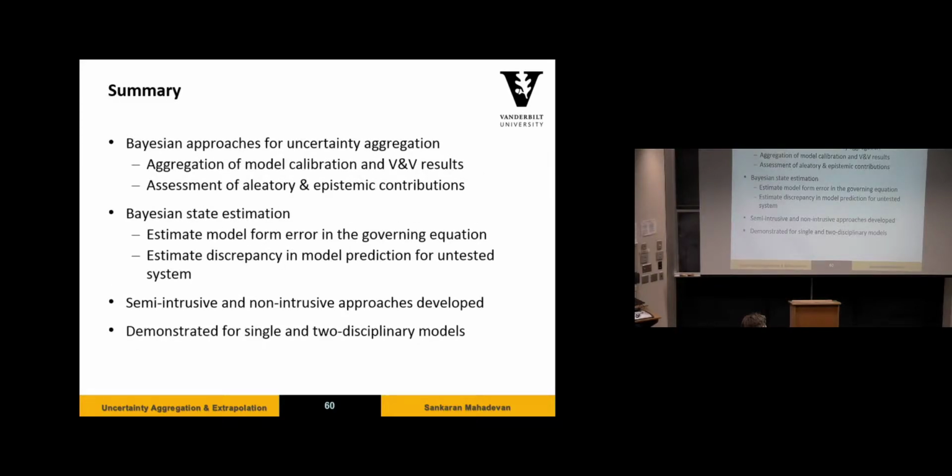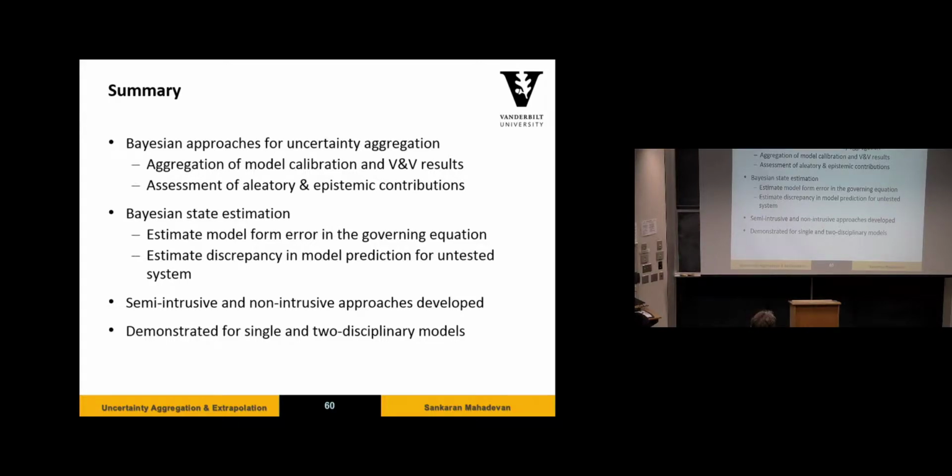So to summarize, what I have presented is Bayesian approaches for uncertainty aggregation in two cases. One is the aggregation of model calibration and verification and validation results up the chain of complexity. And second is the assessment of relative contributions of aleatory and epistemic sources of uncertainty using an auxiliary variable type approach.